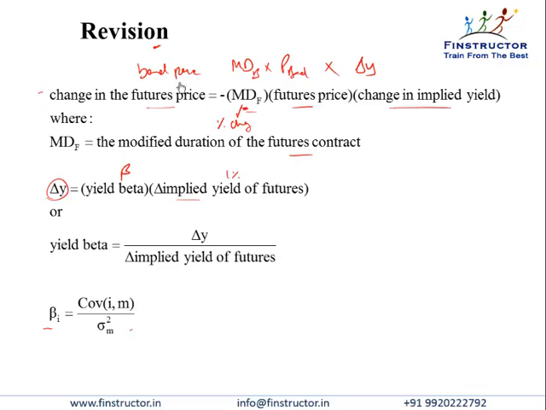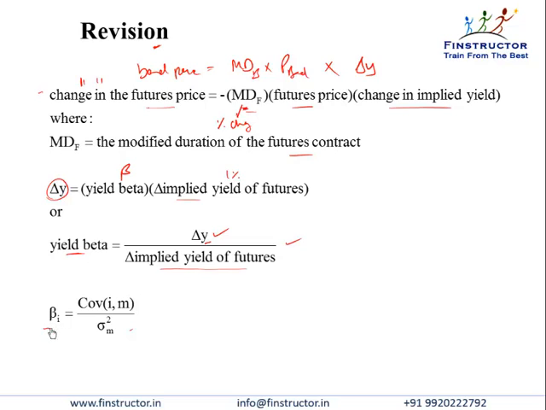Similarly, if we had a bond, then the change in the bond's price can be calculated as the modified duration of the bond multiplied by the price of the bond multiplied by the change in yield of the bond. The change in yield of the bond is given as the yield beta times the change in the yield of the futures, where yield beta is defined as the percentage change in the yield of the bond for a 1% change in the yield of the futures. We studied this concept at fixed income securities when we studied the basics of fixed income securities.